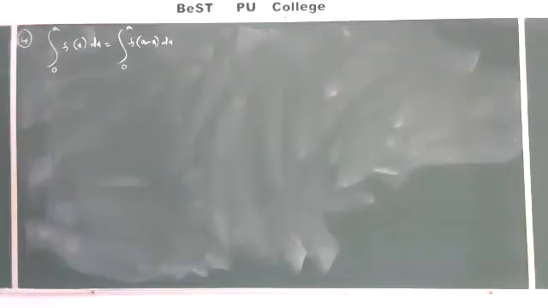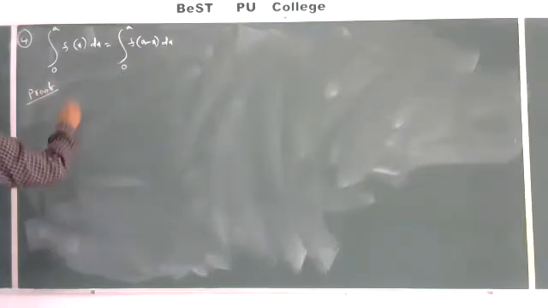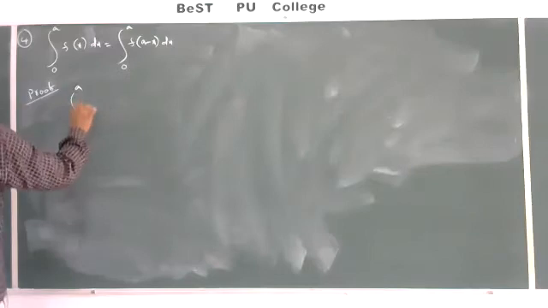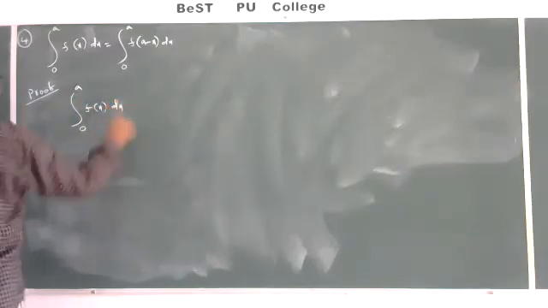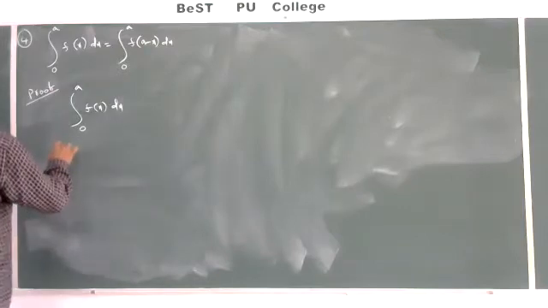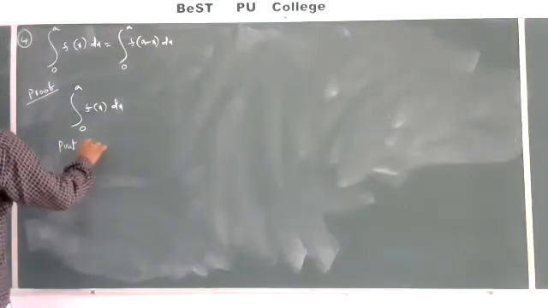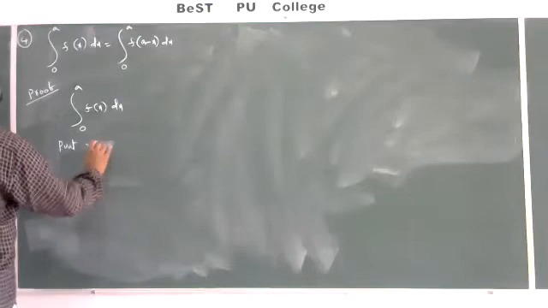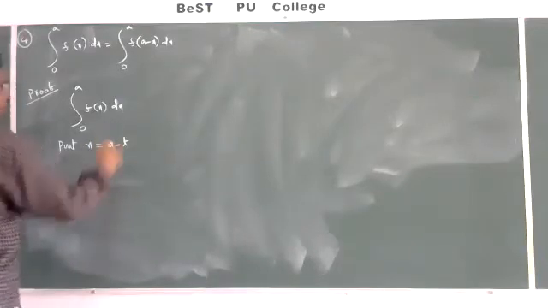Integral 0 to a f of x dx is equal to integral 0 to a f of a minus x dx. Yes, proof. Integral 0 to a f of x dx is the LHS. Here we use a substitution. Put x is equal to a minus t.